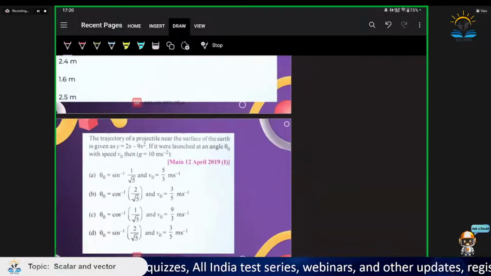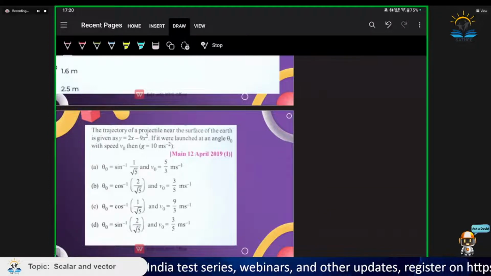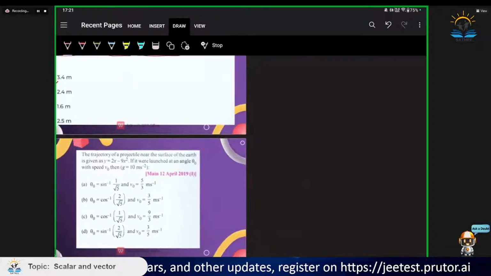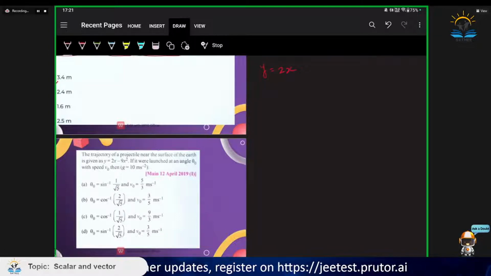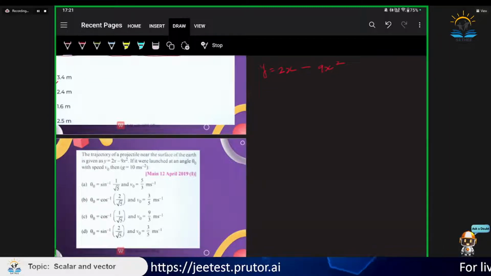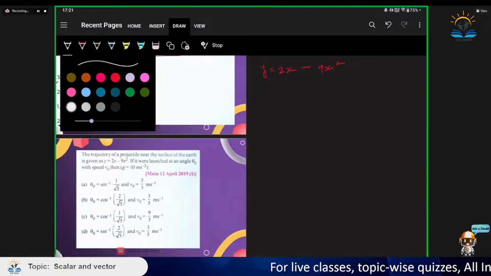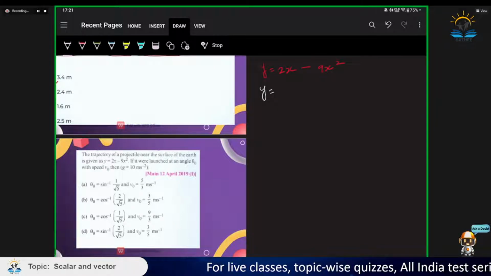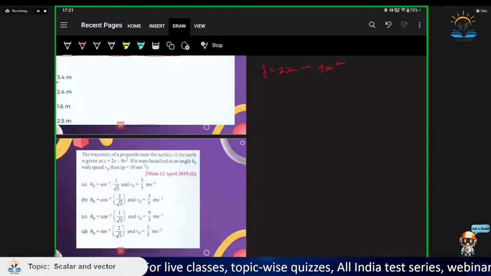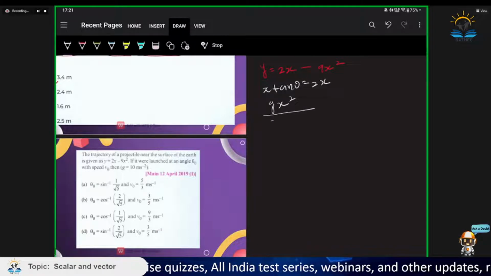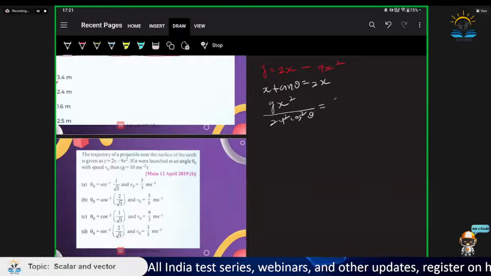Okay, this is our next question. The trajectory of a projectile near the surface of Earth is given by y equal to 2x minus 9x square. If it were launched at an angle theta not with a speed v naught, then I have to find v0 and theta, the angle and initial velocity. So let's compare it with our equation y equal to x tan theta minus gx square by 2u square cos square theta. Here x tan theta is 2x and gx square by 2u square cos square theta is 9x square.